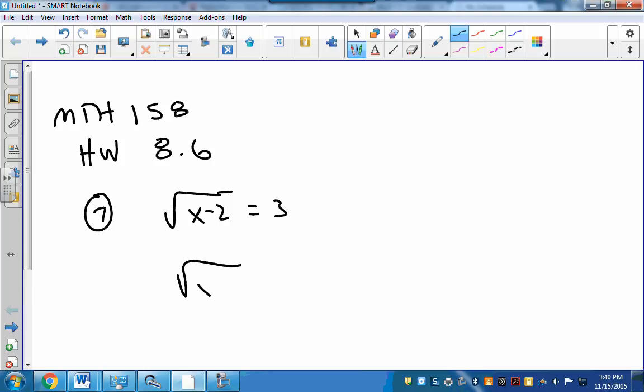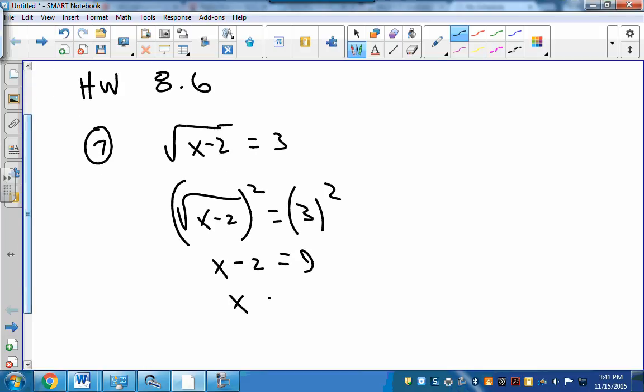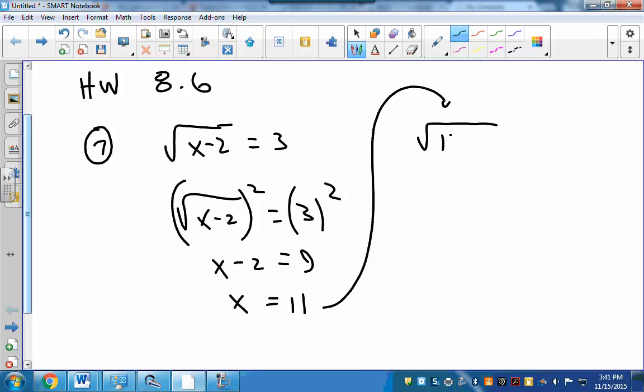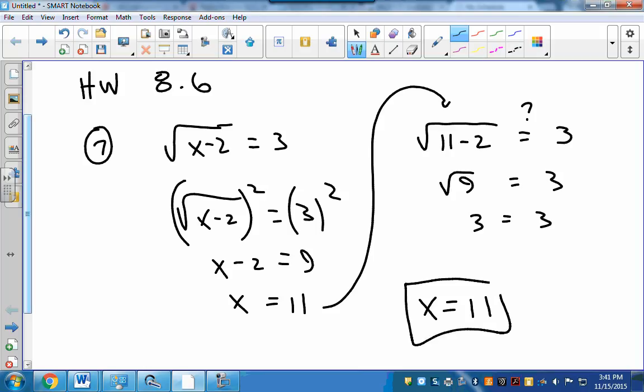So you take x minus 2 and you square it, and you take 3 and you square it, and you get x minus 2 is 9. So x is equal to 11. Now for the check. Remember, all these you must check. So the square root of 11 minus 2 is supposed to be 3. Well, the square root of 9 is 3. So that checks the solution. X is 11. Okay, pretty easy.